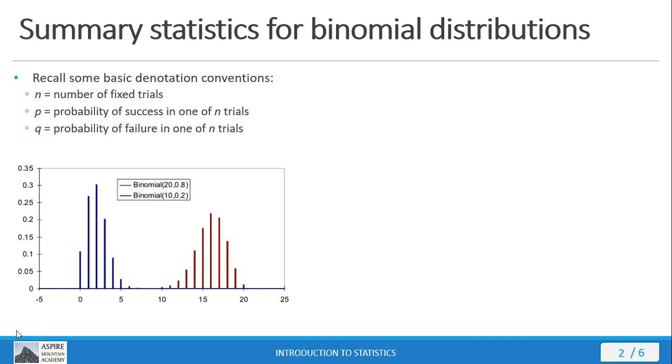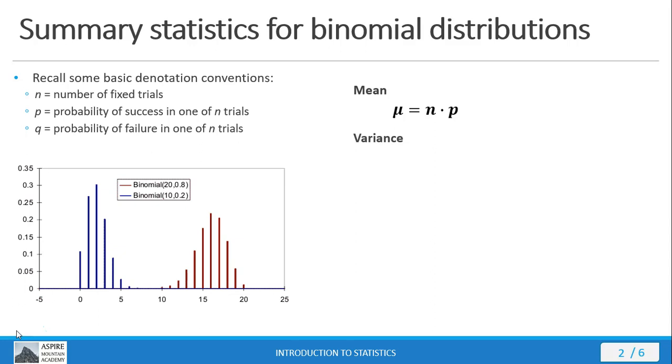So to start with, we need to recall some basic conventions of how we're denoting different variables. Remember that the lowercase letter n represents the number of fixed trials, lowercase letter p represents the probability of success in one of those trials, and lowercase letter q represents the probability of failure in one of those n trials. So with that in mind, let's look at how to calculate the mean. It's a very simple formula. We simply take the number of fixed trials and multiply by the probability of success. It's really that simple. That's the mean for the binomial distribution.